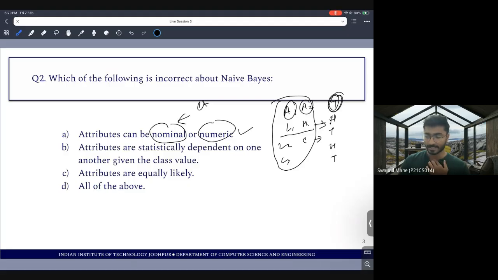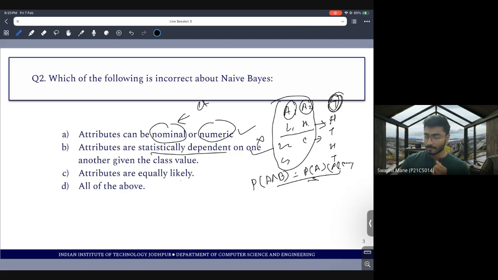So this option is correct. It's not incorrect. And option B states that attributes are statistically dependent on one another, given the class value. So this is not true. In naive Bayes, all the attributes are assumed to be independent. That's why we consider the probability of A intersection B as the probability of A times B. So based on this independence, this option is incorrect.